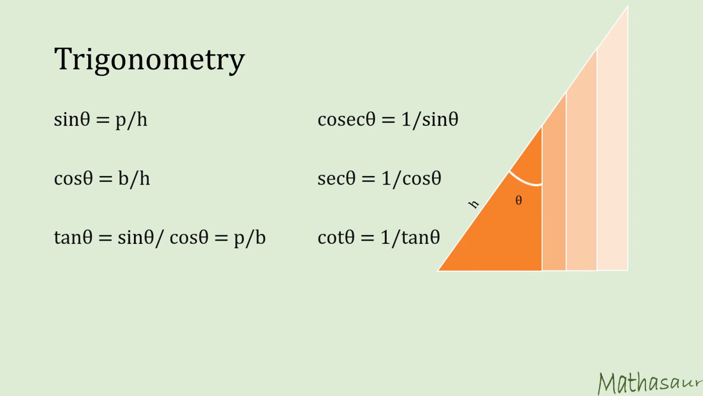Alright, what if the vertical angle was called theta? Then the definition of my small p and small b would change. The trigonometric ratios would stay the same.